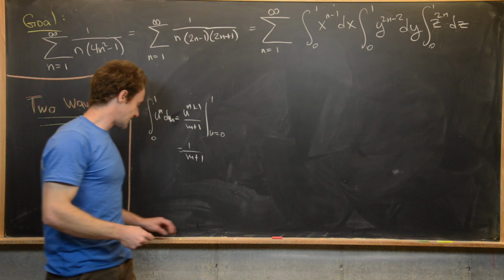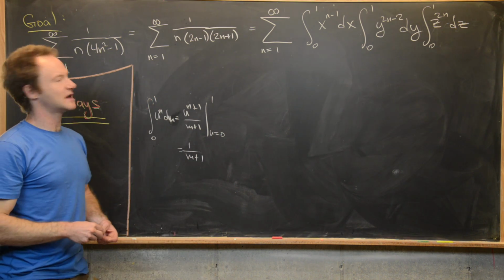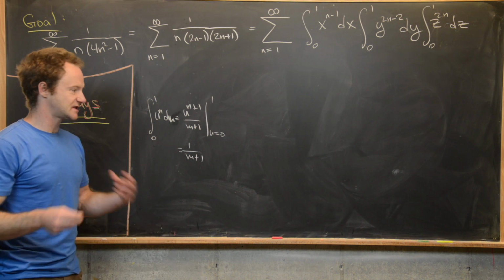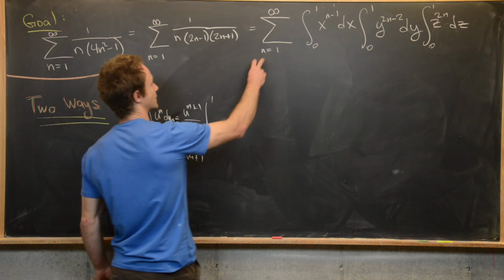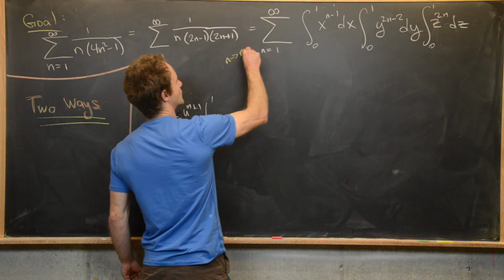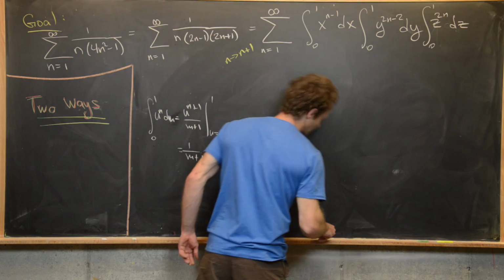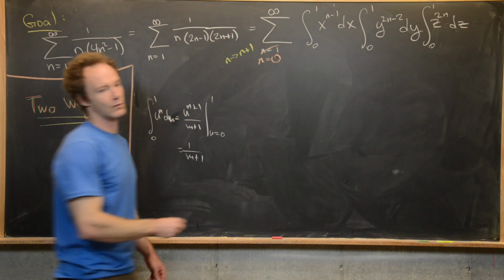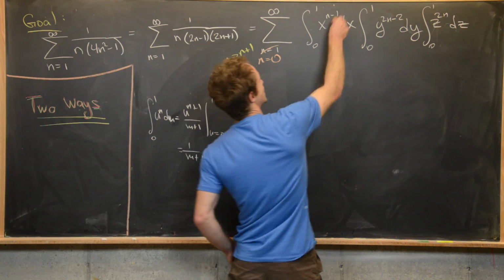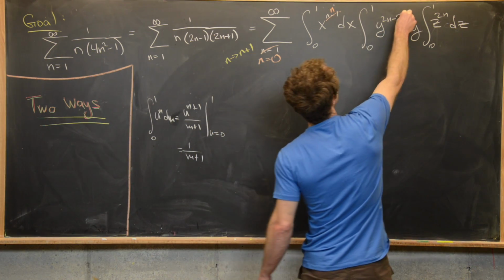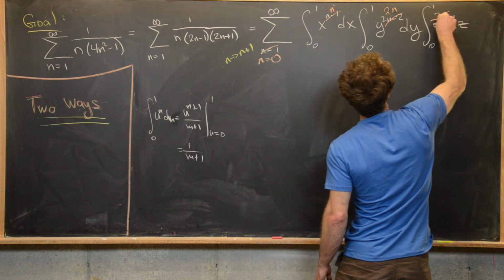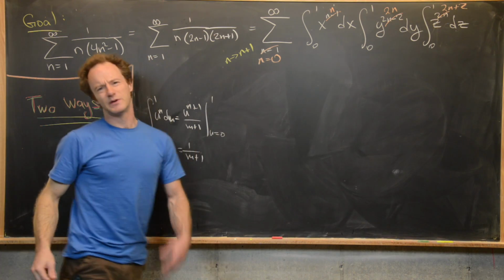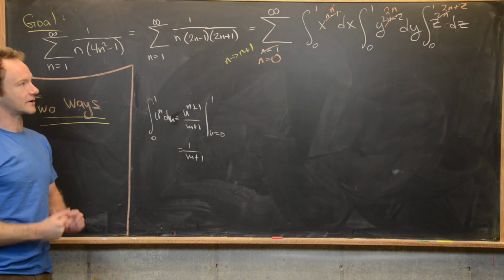Great. Now the next thing that I want to do is do a little bit of a change of index here. In other words, we're going to re-index the sum. And that's just to make this look a little bit more familiar. So I'm going to replace n with n plus 1. And so that is going to make this sum start at 0 instead of at 1. And that's also going to change this, so it's x to the n, this so that it's y to the 2n, and this will be z to the 2n plus 2. So this isn't strictly necessary, but it just makes things look a little bit more familiar.